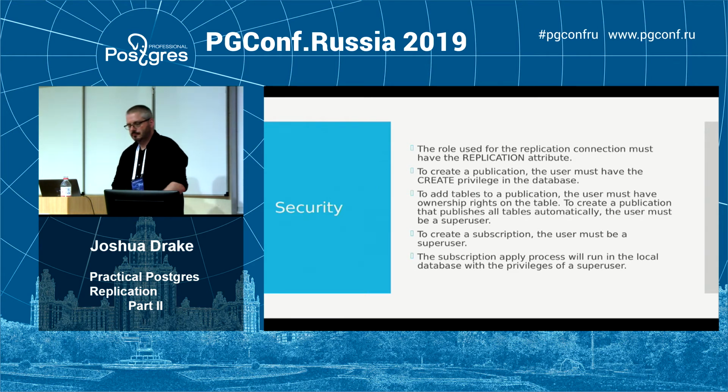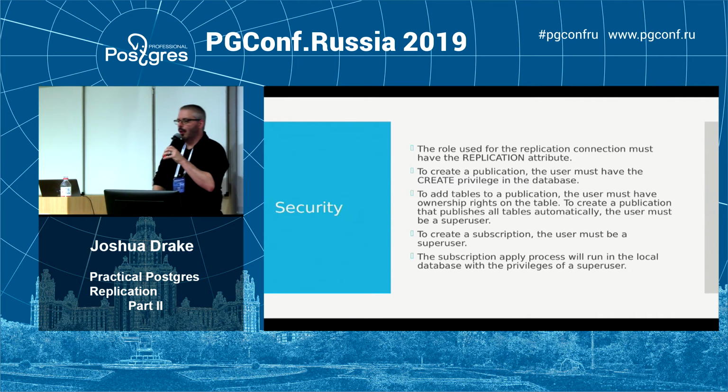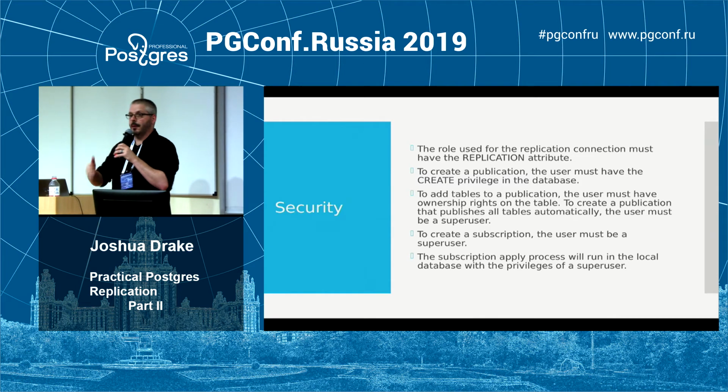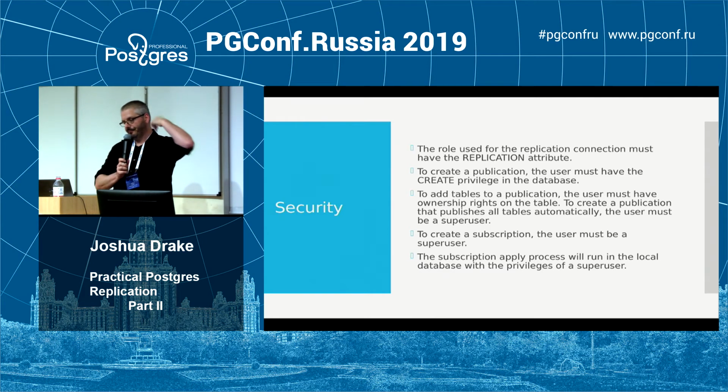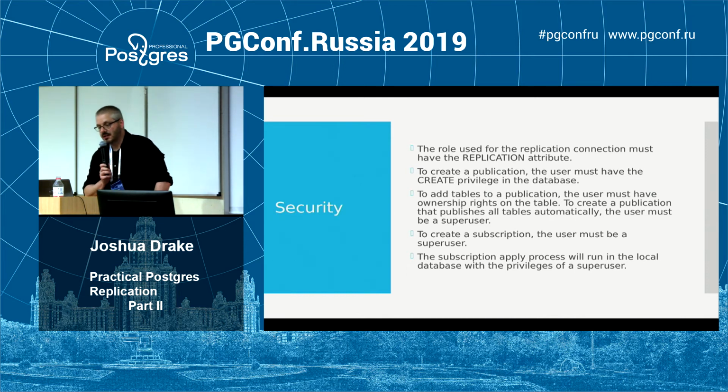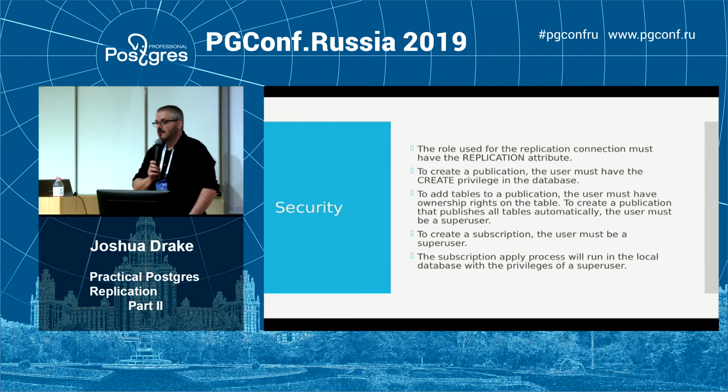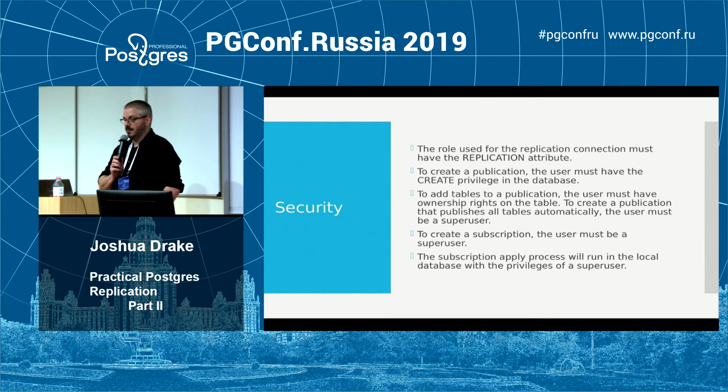Security. The role used for replication connection must have the replication attribute, showed that earlier. To create a publication, the user must have the create privilege in the database. To add tables to a publication, the user must have ownership rights on the table. To create a publication that publishes all tables automatically, you must be a superuser. To create a subscription, the user must be a superuser.